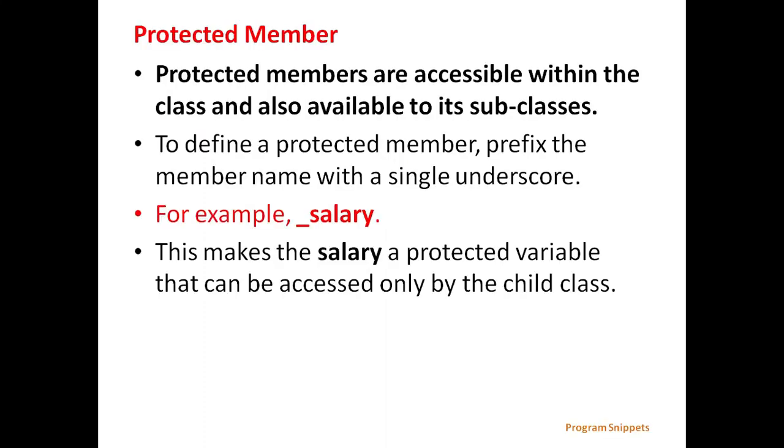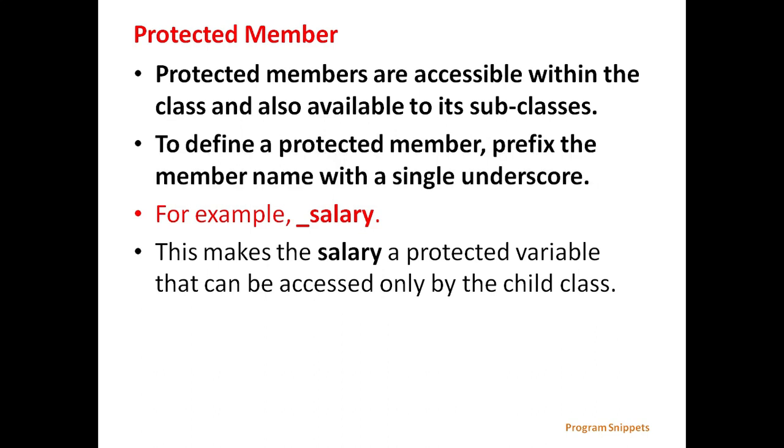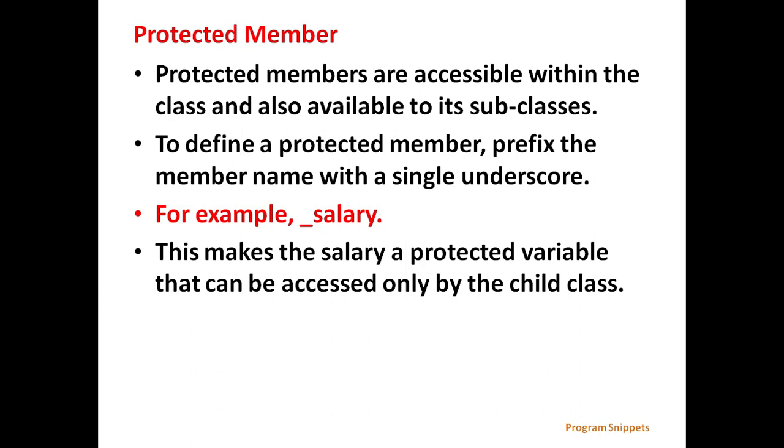Here we will see the protected access modifier in Python. Protected members are accessible within the class and also available to its subclasses. To define a protected member, prefix the member name with a single underscore. For example, _salary makes salary a protected variable that can be accessed only by the child class.